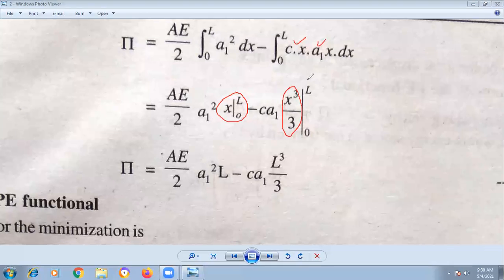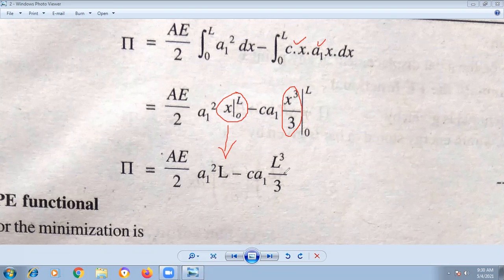Yes, sir. Between the limit 0 to L. Now substitute the upper and lower limits. In the first term, we will get only L minus 0, that is equal to L. In the second term, what we will get is x cube by 3, you take 3 outside, L cube minus 0 divided by 3, that is capital L cube.